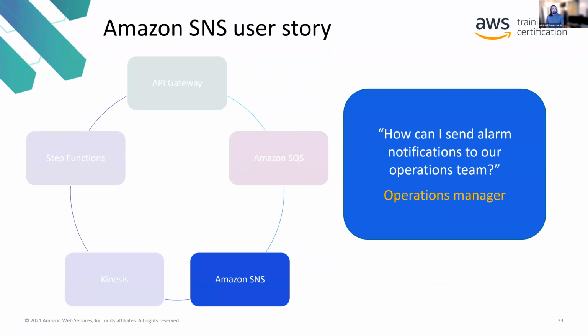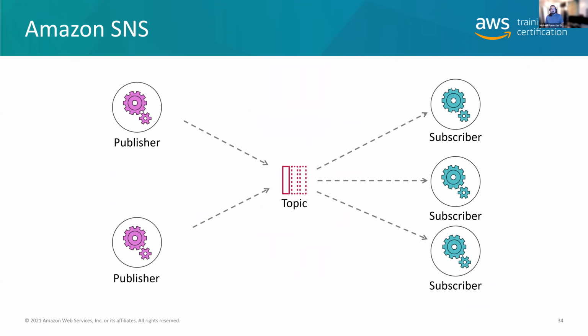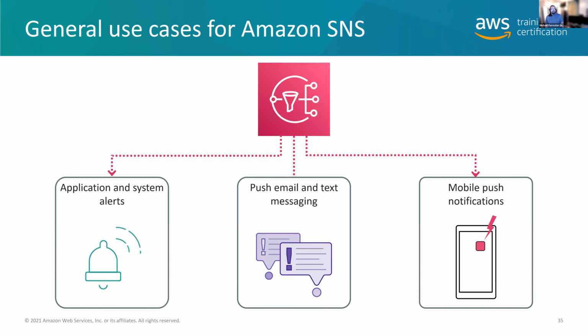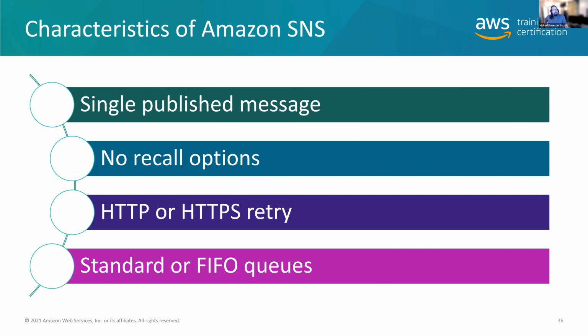So this is the characteristics. So SNS, here's the topic, going out to subscribers. Here's the general use case as far as system alerts, email, text messaging, mobile push. And then here is single publish message, no recall options. It will retry web posts, and it does do standard or FIFO queues.